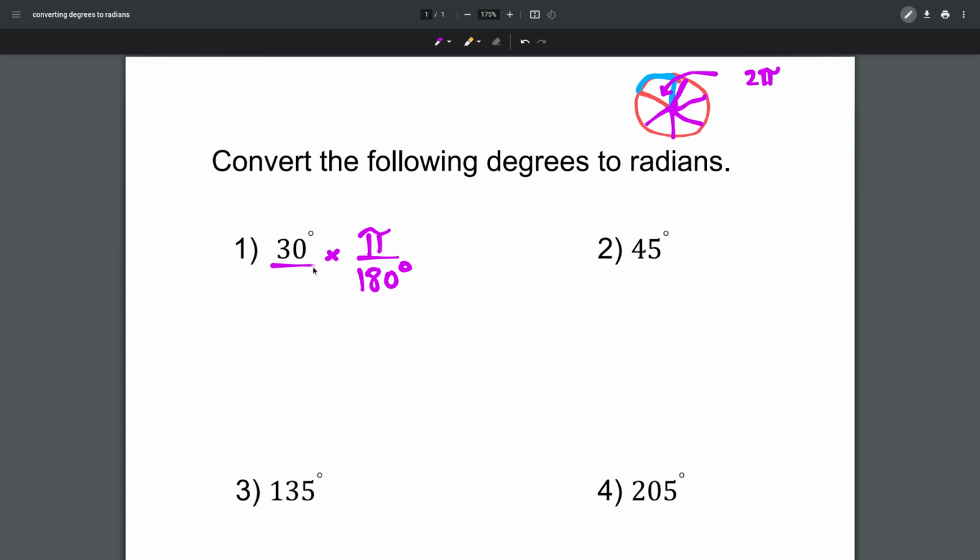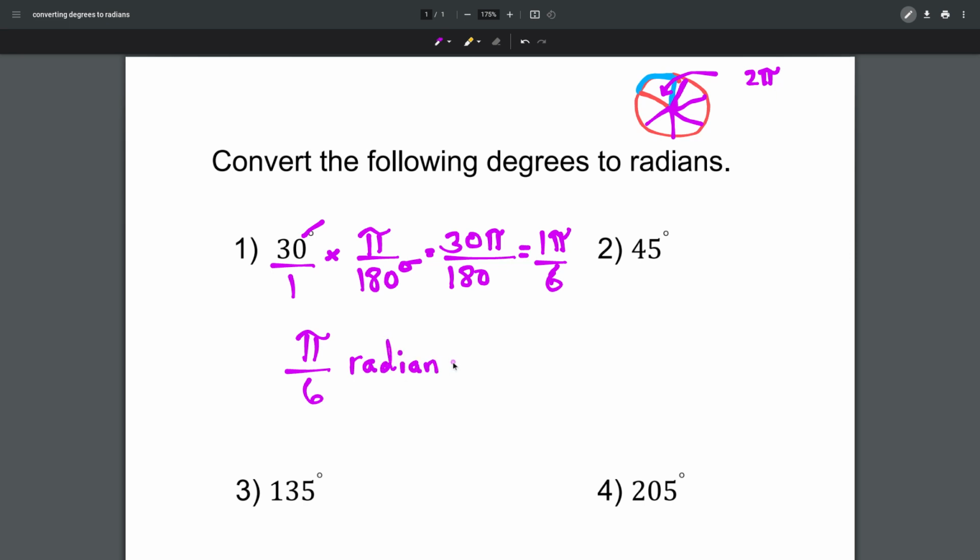Now we can think about this as 30 over 1, and the degrees will cancel out. So we'll get 30 pi for this first one, 30 pi over 180. And we can simplify that because 30 goes into 180 6 times. So this is going to be the same as 1 pi over 6. And a lot of times you don't write the 1 in front. It's just understood that it's there. So you're going to write this as pi over 6 radians, this first one.